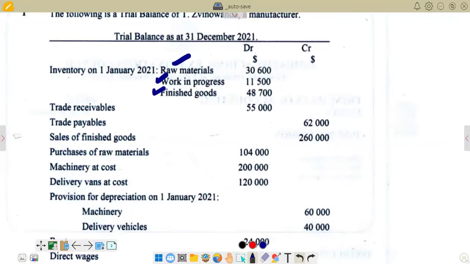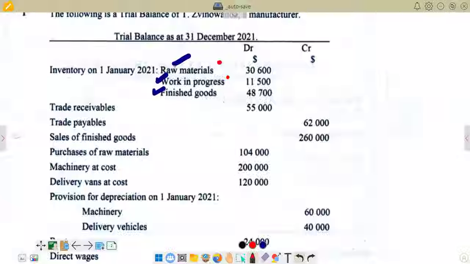So you would see that according to the preparation of the manufacturing account, the inventory for raw materials is adjusted in the manufacturing account. Work in progress, or work in process, is also supposed to be adjusted in the manufacturing account. Only finished goods is going to be adjusted in the income statement, in the trading account. So this is what we have.